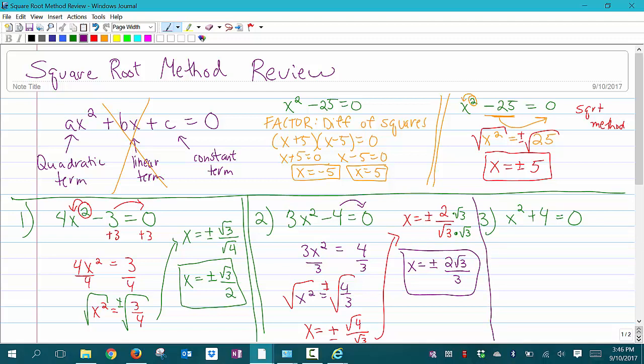For problem number 3, I want to identify what is being squared, and that is only the x. I want to get that by itself. In order to do that, we will subtract 4 from both sides. So I get x squared is equal to a negative 4.